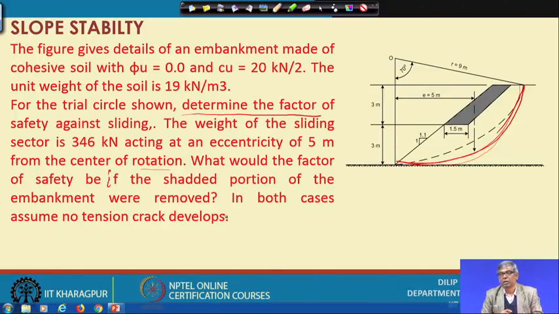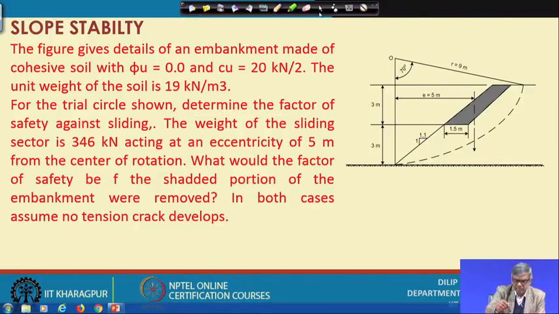That means, this is the way sometimes we solve the problem in the field. When a particular slope looks unstable, if we remove some amount of soil from the top, it helps, it makes the slope stable. So, in this first part you will find out the factor of safety, and then in the second part, if this much soil is removed from the top, what will be the reduction or improvement in the factor of safety. So, we will go to that part next.